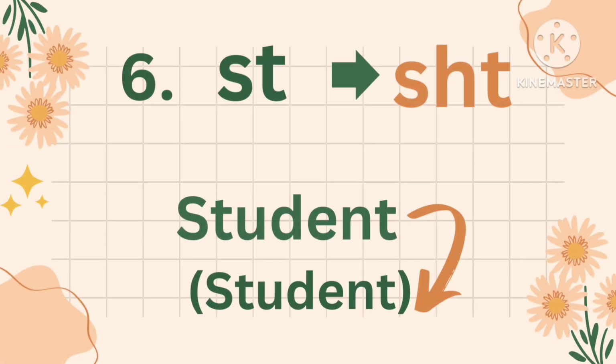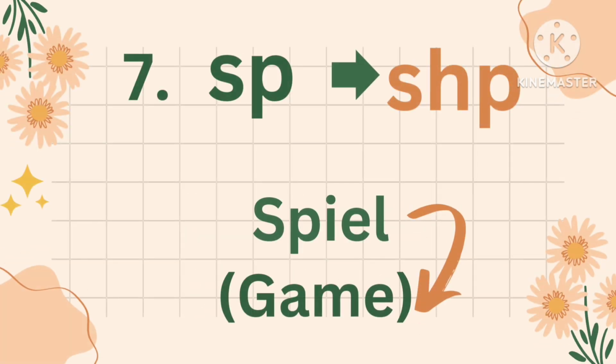ST sounds as stir. For example, Student. SP sounds as spur. For example, Spiel.